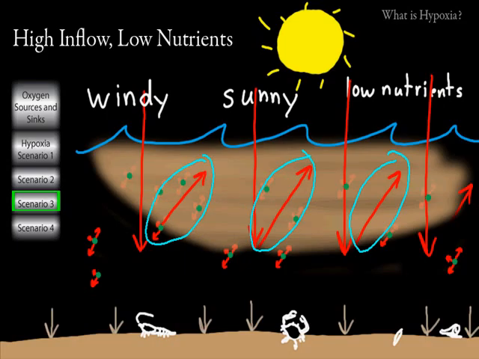So a windy, sunny day with high inflow, you're going to get less oxygen input from the atmosphere than if it was a windy, sunny day with low inflow. Just think about that. Fresh water, if it was really muddy too, it's going to be a sunlight barrier too, and it's going to prevent photosynthesis.